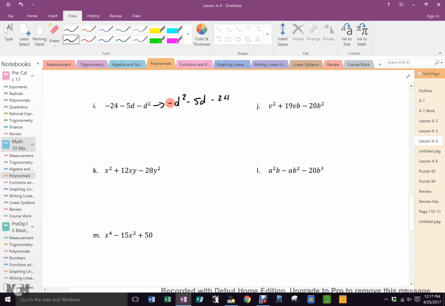How do I get rid of this negative? I divide by what that factor is. What's the number that we never write? 1. So if I divide by negative 1, what's coming out front? Negative 1. And what stays in the brackets? What do all those signs do? D squared plus 5d plus 24, yes?